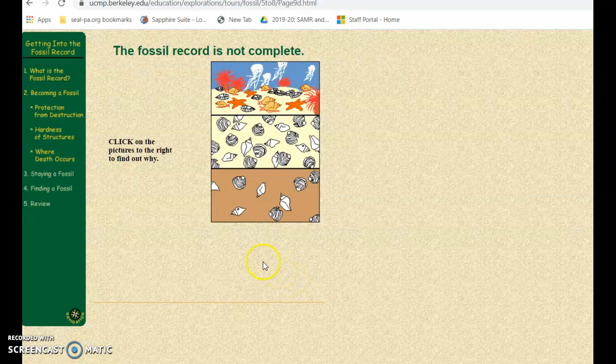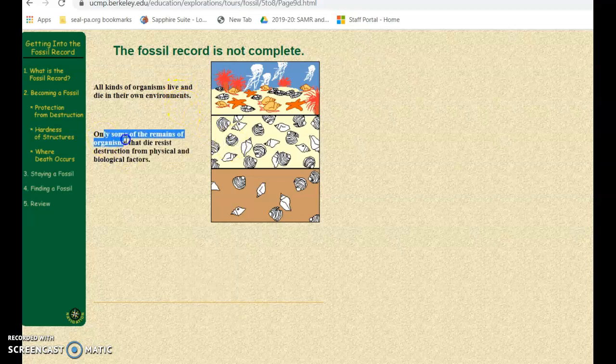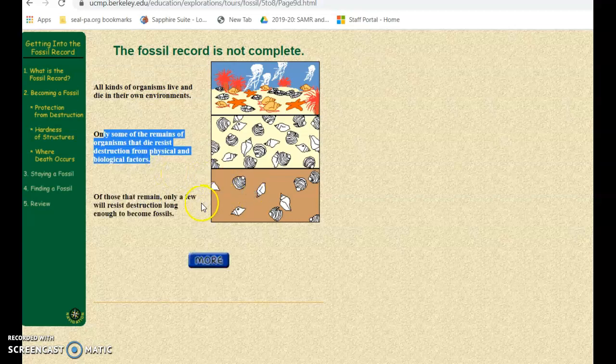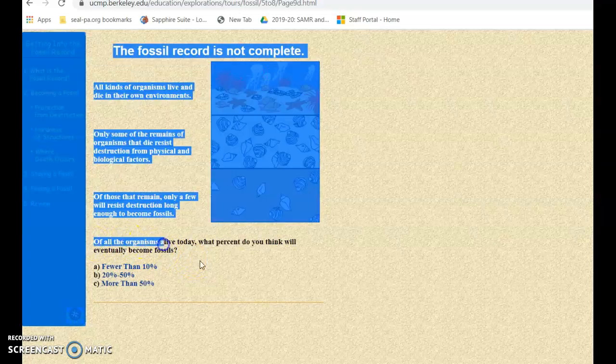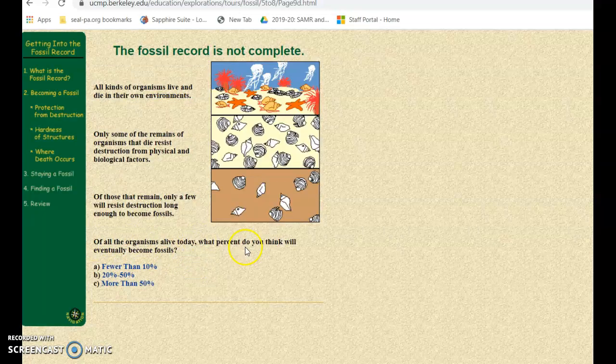The fossil record is not complete. Click on the pictures to the right to find out why. All kinds of organisms live and die in their own environments. Only some remains of organisms that die resist destruction from physical and biological factors. Of those that remain, only a few will resist destruction long enough to become fossils. Of the organisms today, this is a guess, what percent do you think will eventually become fossils? When I answered this question for the first time, I guessed. I said less than 10, and I was correct.